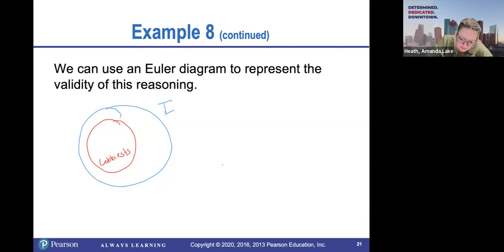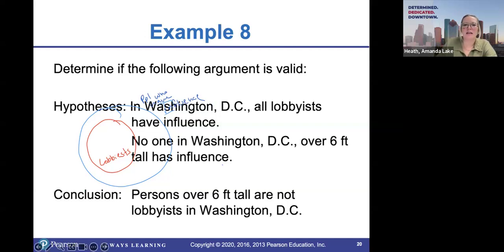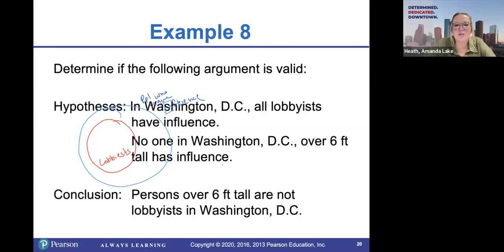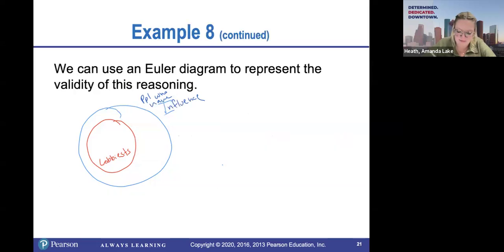I'll just go ahead and write this out. It's people who have influence. So this would be our Euler diagram for that first part of our claim: in Washington, D.C., all lobbyists have influence. So we could also say, people in Washington, D.C. who have influence. And now our second statement, no one in Washington, D.C. over 6 foot tall has influence.